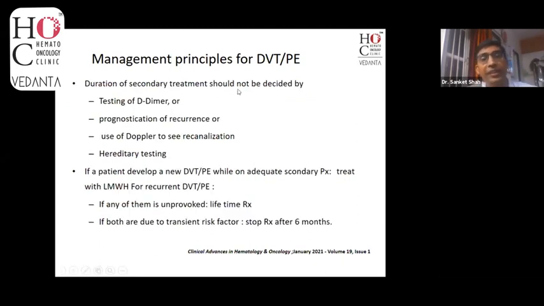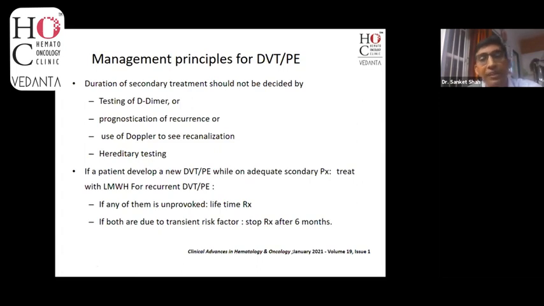Now, the duration of secondary treatment, which is very important, should not be decided by testing of D-dimer, prognostication of recurrence like prognostic scores, or use of Doppler. If it is recanalized, can we stop? Or hereditary testing, right? None of these factors should determine the duration. The duration is basically determined by the inciting event, the primary event which has led to the DVT. If it is provoked, you can stop. If it is unprovoked, you can't stop.